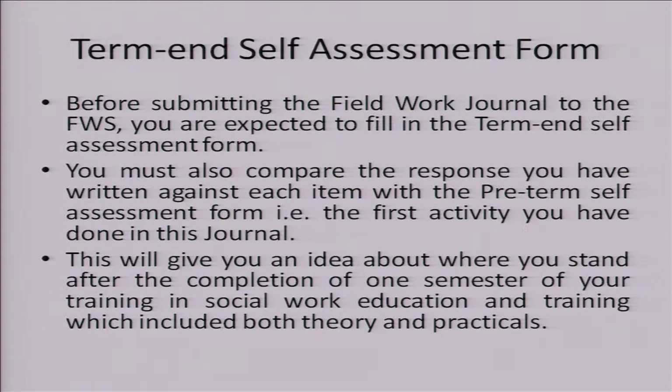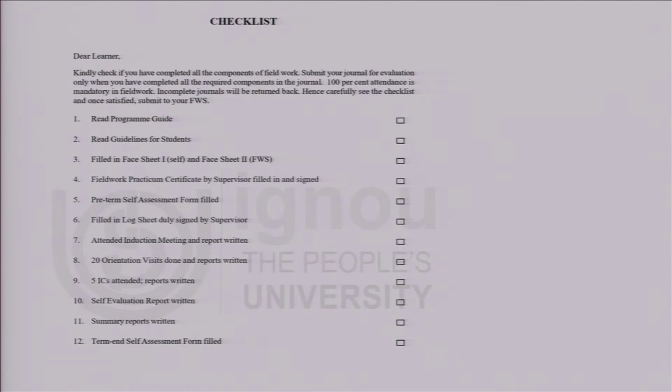Then again, there is a post-term self-assessment form. This is the same questionnaire which was provided as the pre-term self-assessment form at the beginning of the fieldwork practicum. After undergoing the 20 orientation visits, the same form has to be filled in again. Before submitting the fieldwork journal to the fieldwork supervisor, the learner is expected to fill in the form. The learner has to compare the responses written earlier in the pre and post self-assessment forms. This will give the learner an idea about where they stand after the completion of one semester of training in social work education, which includes both theory and practicum.